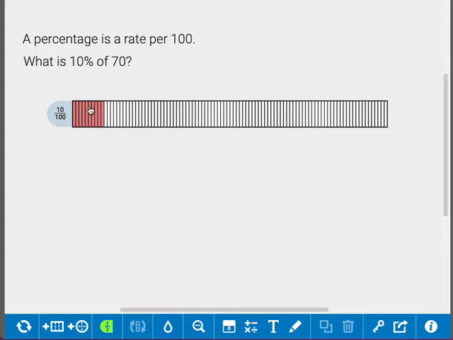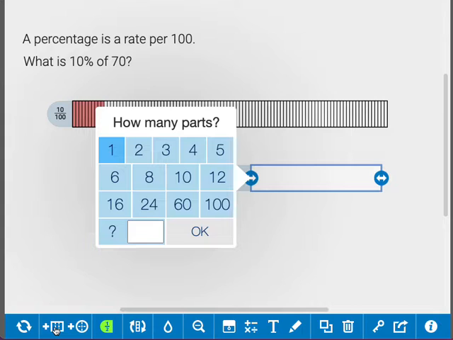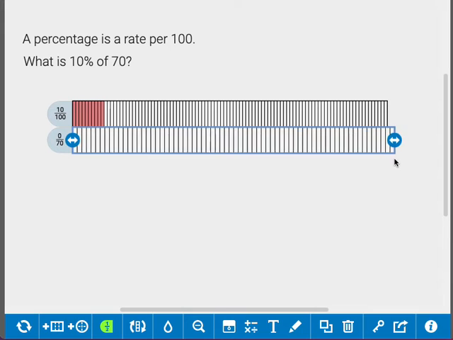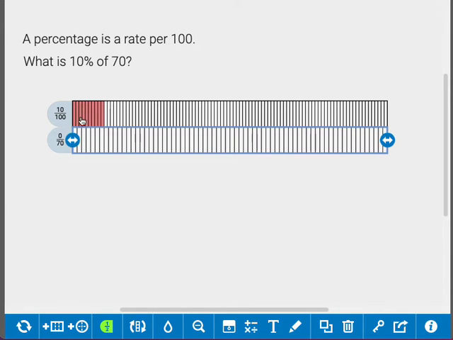So what is 10% of 70? Well, I want to find an equivalent fraction, an equivalent ratio, where 70 is my denominator. So I'm going to create that fraction right down here using this fraction bar tool. I'm going to type in 70 equal parts and then click OK. I'll drag that up there, resize this fraction bar, and now I want to shade exactly the same amount of area, showing an equivalent fraction or an equivalent ratio using 70 parts instead of 100 parts. So 10% of 70 is 7.